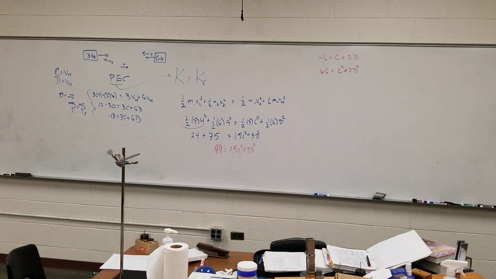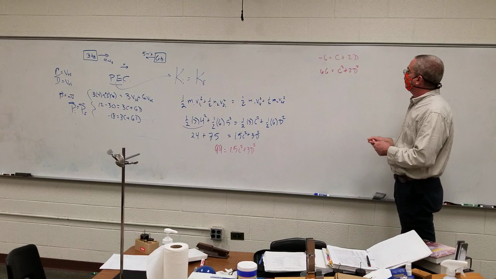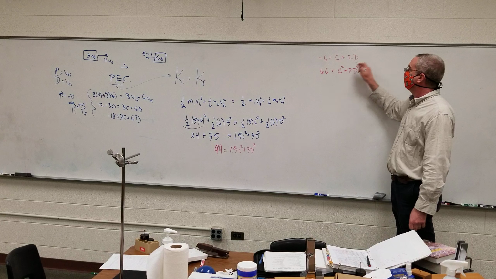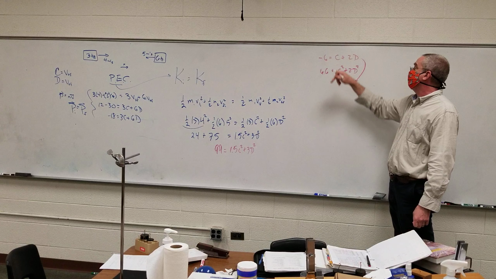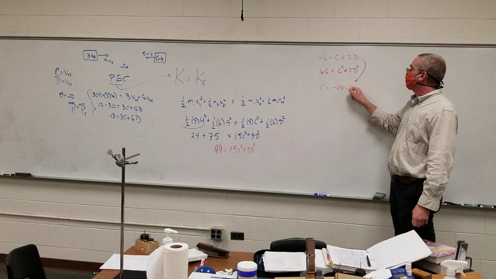Two equations, two unknowns. How do we solve it? Solve for one variable, plug it into the other one. Alright, what do you wanna solve for? C. Okay, that seems easy, because nothing has to be done other than just moving the 2d over. So C is equal to negative 2d minus 6.